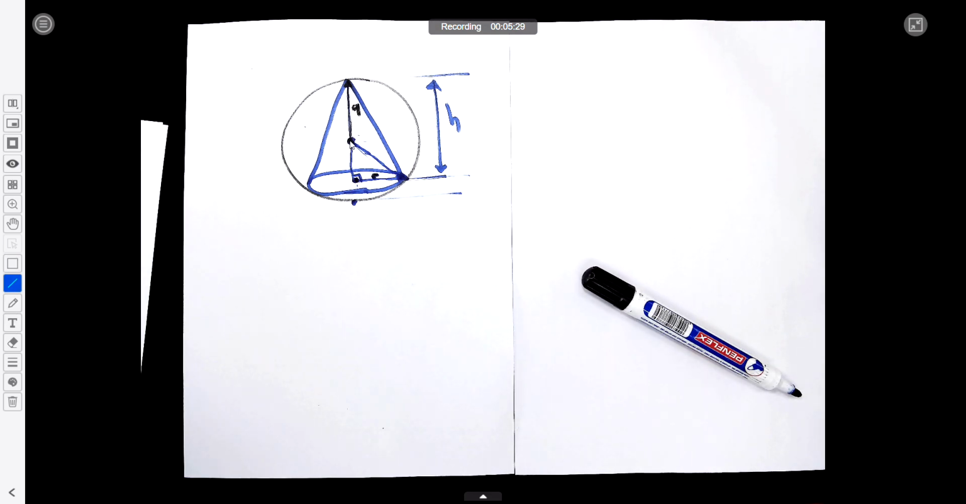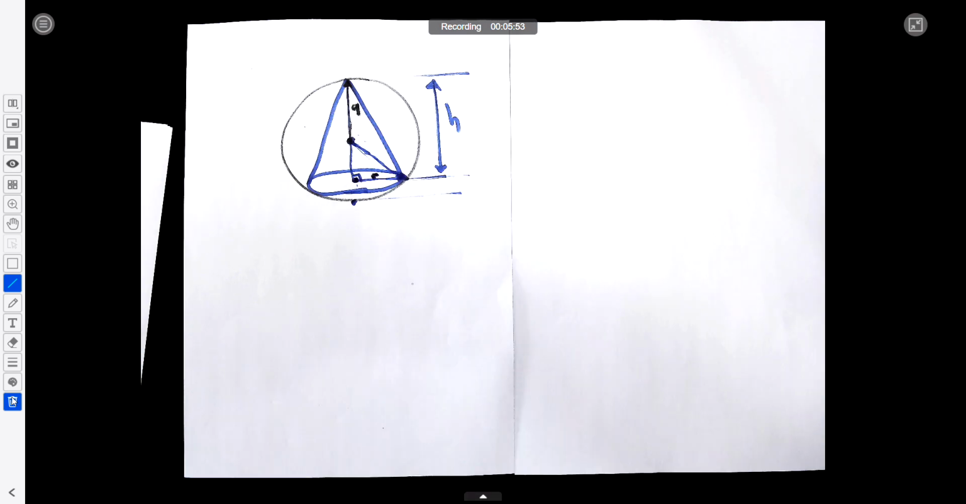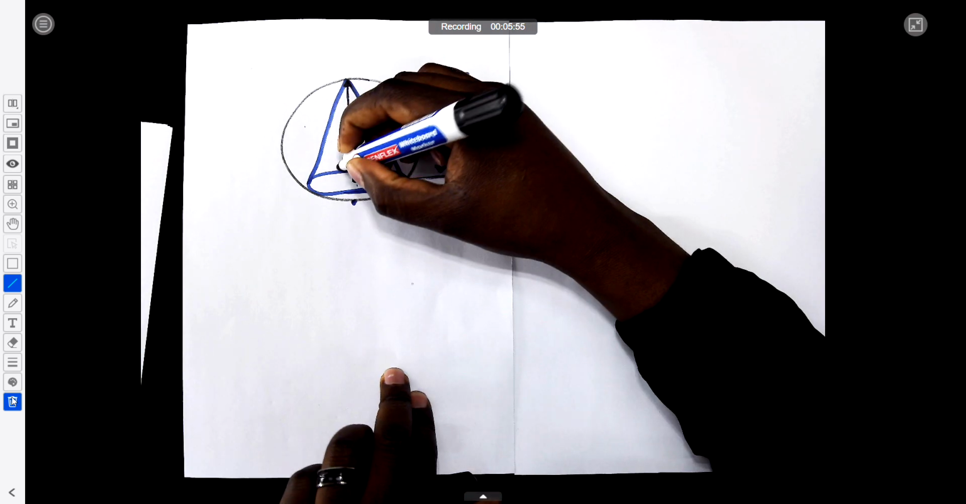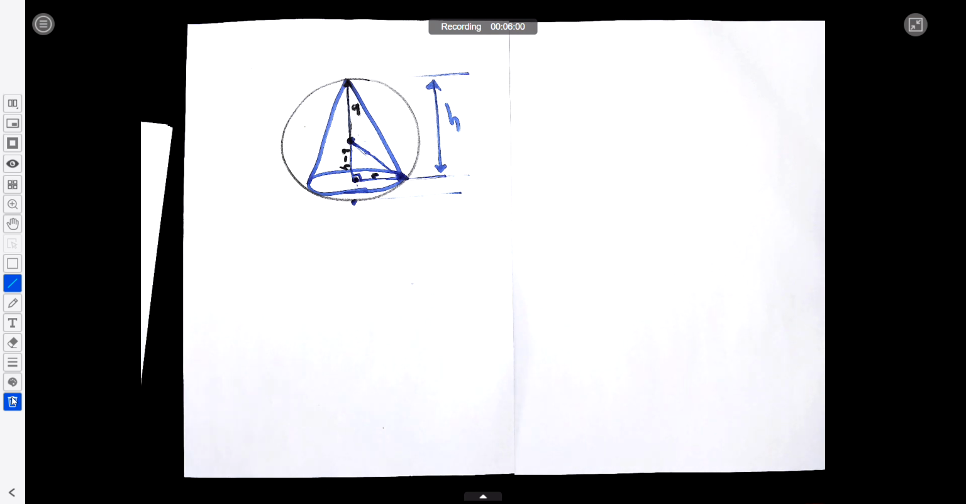Take this line. If we are looking for this portion here, this height for this right angle triangle, you'll agree with me that if we subtract it there, it will be 9 minus h. So we subtract from h to get this portion here. This blue part will be h minus 9. So that is the side of that right angle triangle.